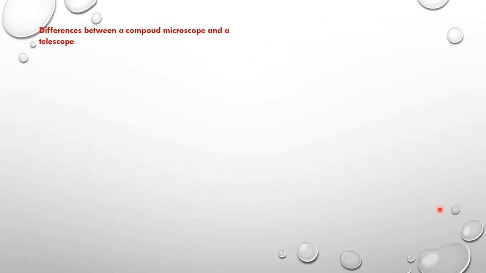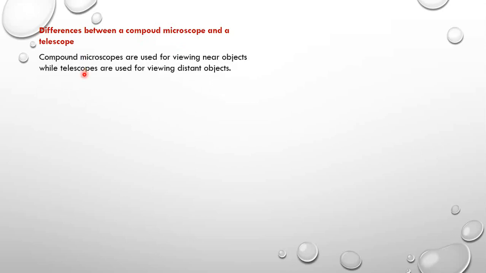Let's look at the differences between a compound microscope and a telescope. We shall not look at it in terms of definition, but let's just look at what each of it does. First of all, a compound microscope is used for viewing near objects, while a telescope is used for viewing distant objects or objects at a far distance.